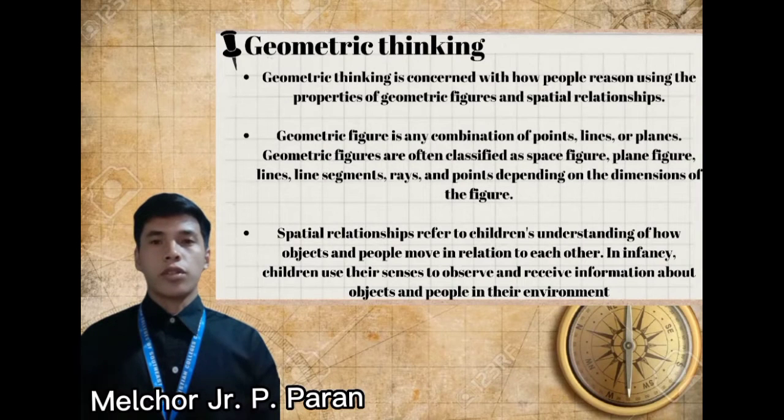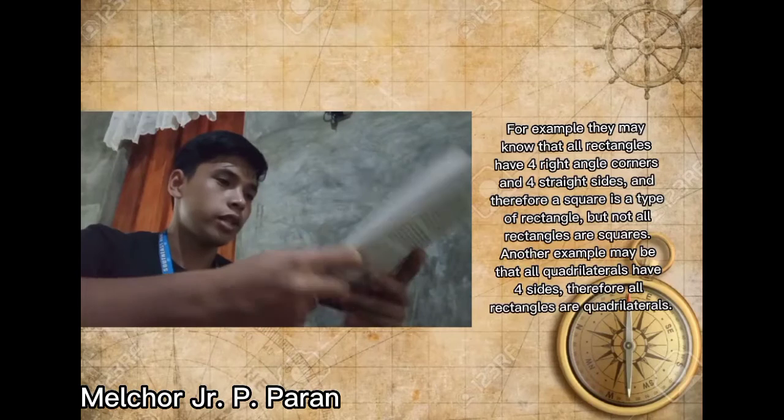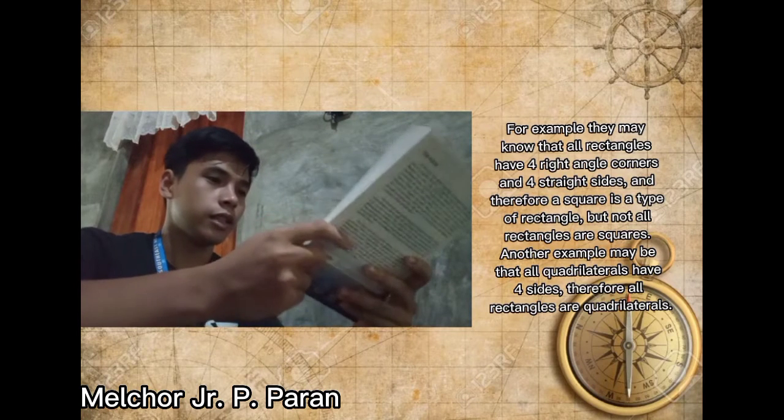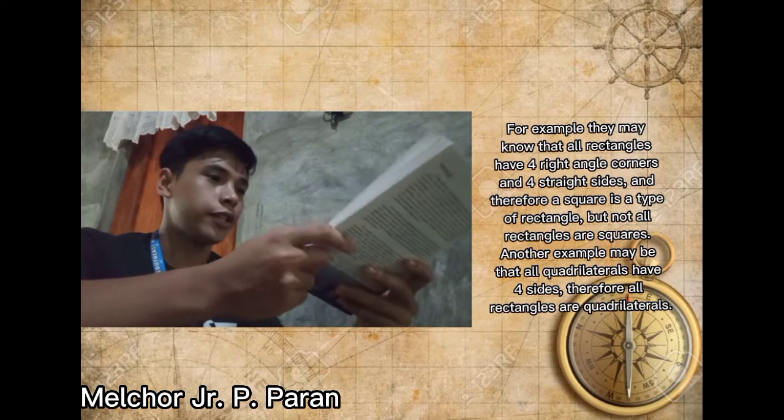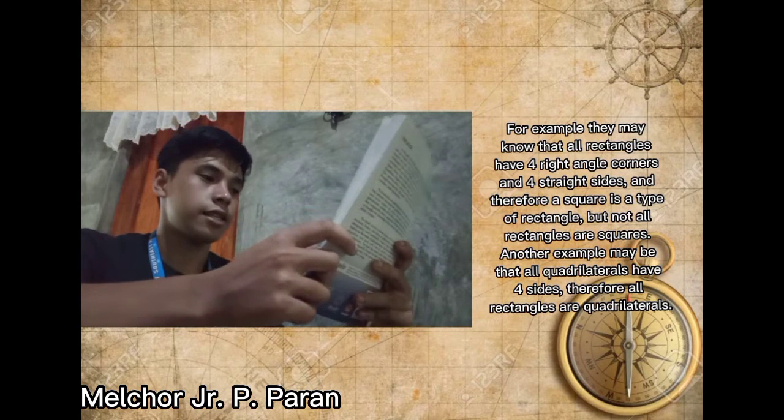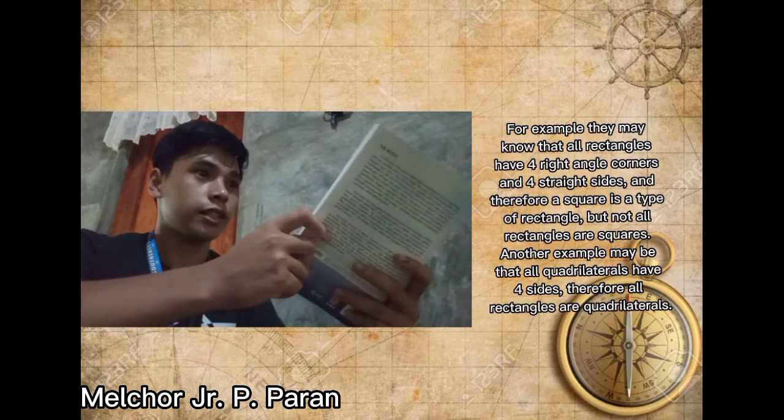Geometric thinking is concerned with how people reason using the properties of geometric figures and spatial relationships. I know that this book-shaped rectangle has 4 right angle corners and 4 straight sides. Square is a type of rectangle.